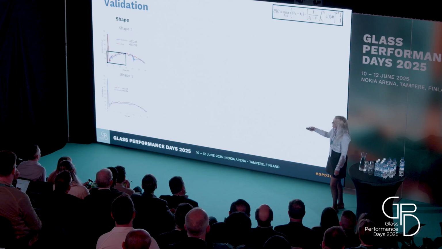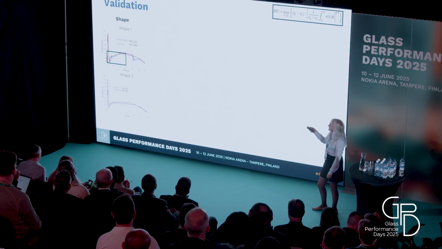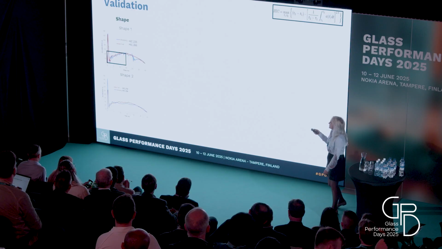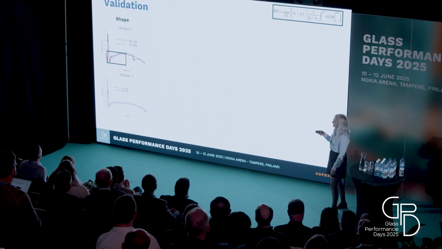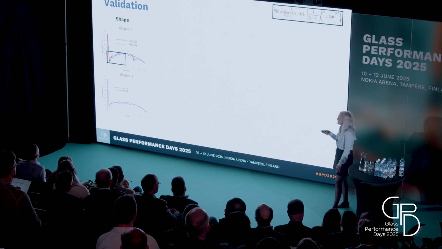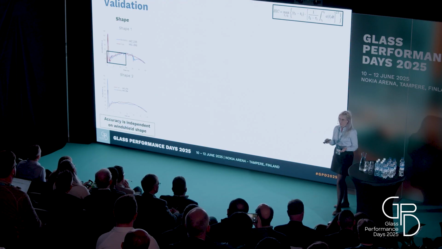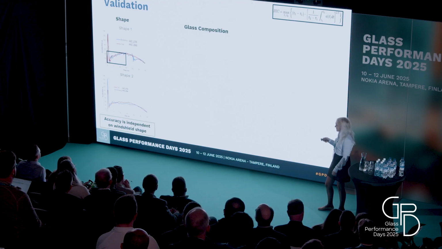So you can see in the comparison the blue modeling result and the red experimental data. We can see pretty nice correlation, in curve shapes and in absolute values of the head injury criterion as well. So we see that the accuracy of the model is independent of the windshield shape.